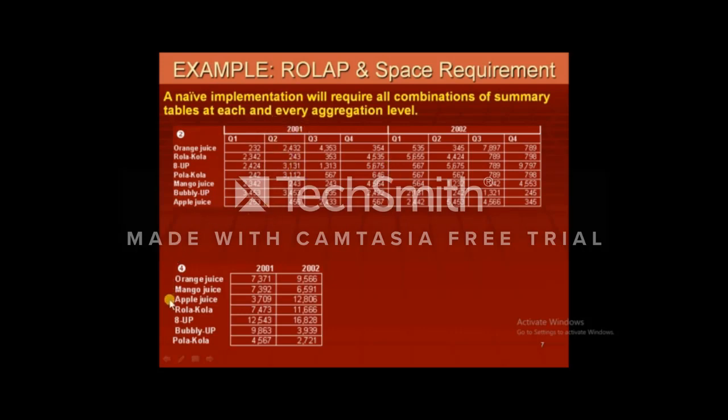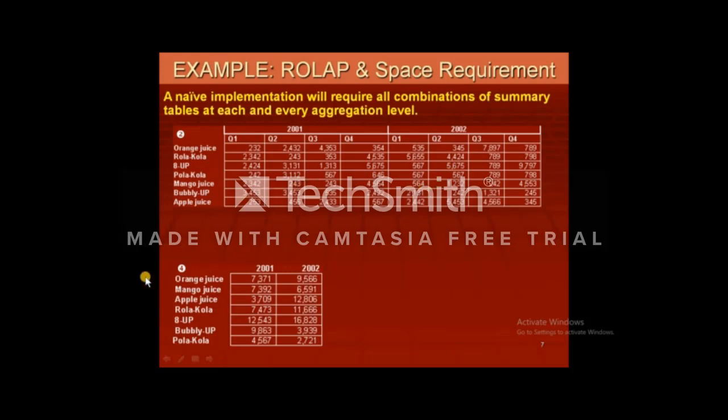And if we take a look at this example, it is only calculating the sales value for each year of each product. Now it is not calculating according to the quarters, but it's actually calculating according to the years. So this is one summary table and this is another summary table.